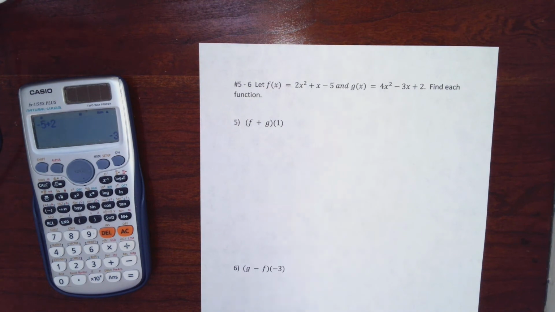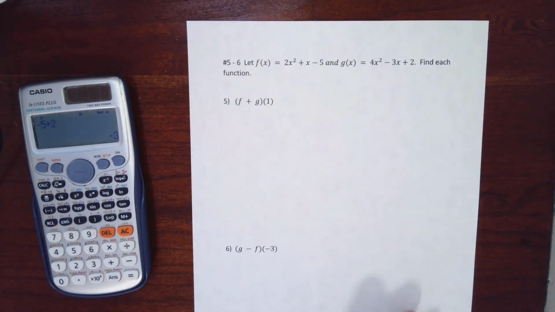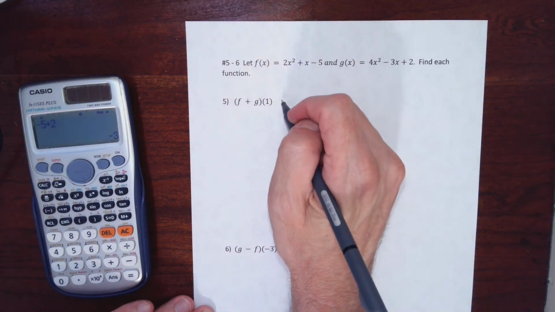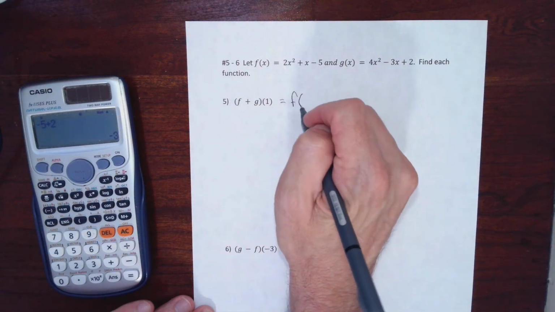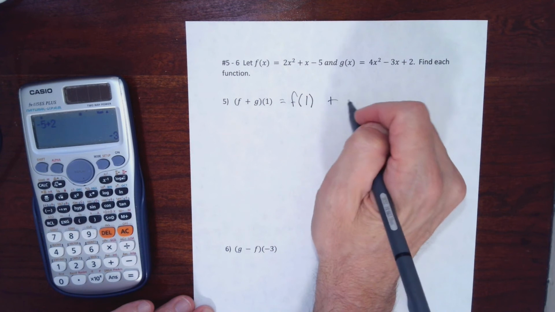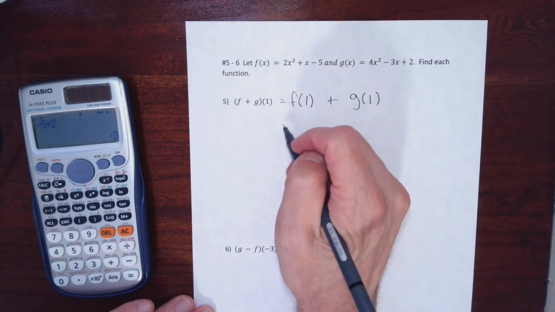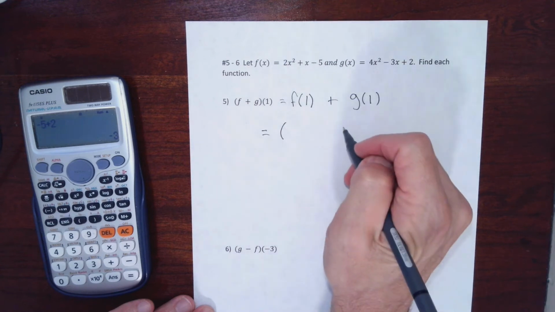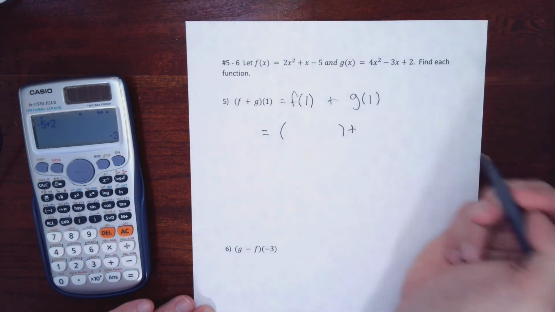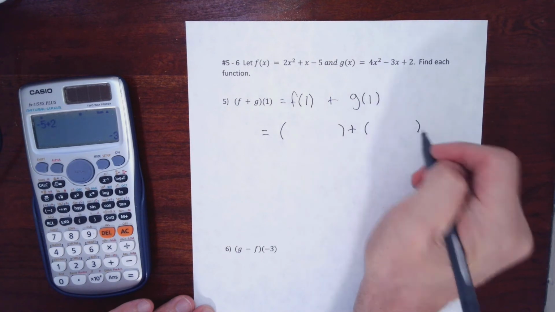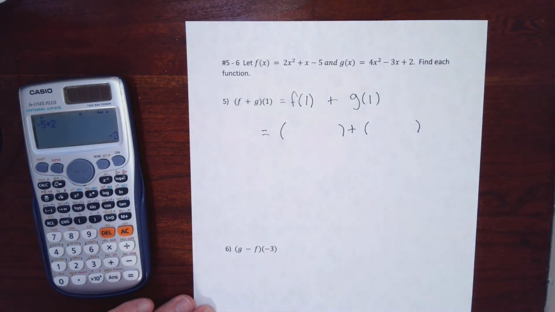The next two problems will probably again be condensed down to 1 on the test. They want me to find f plus g of 1, and f plus g of 1 is really the same as f of 1 plus g of 1. And what I'm going to do is in one parentheses, I'm going to figure out what f of 1 is, put a plus sign down, and in a second parentheses, figure out what g of 1 is.